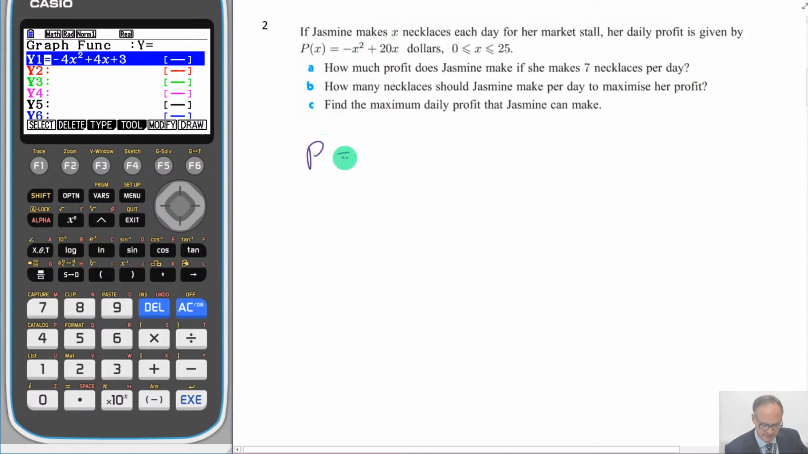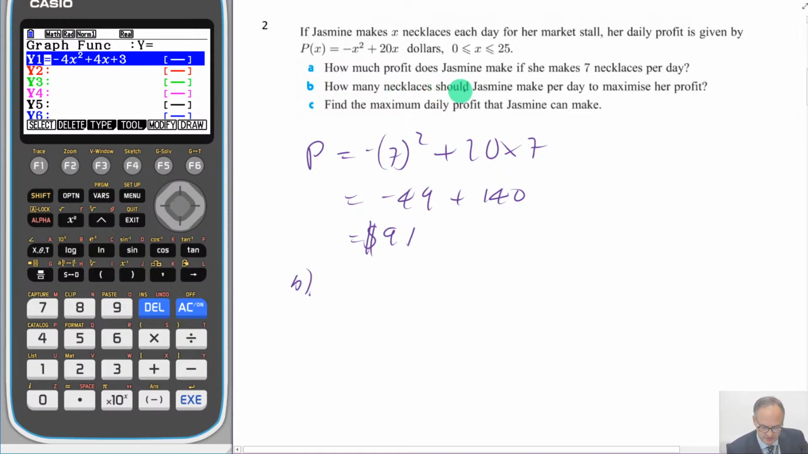So therefore the profit is going to equal minus 7 squared plus 20 times 7. You could just type that into the calculator. I'm just going to do that without a calculator and get $91. Part B. How many necklaces should Jasmine make per day to maximize her profit?